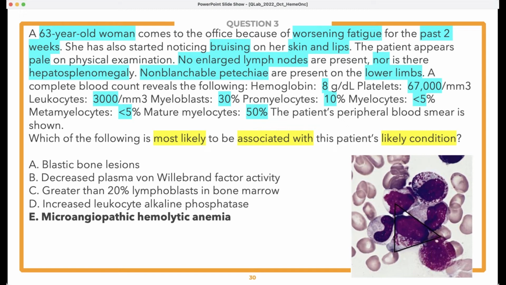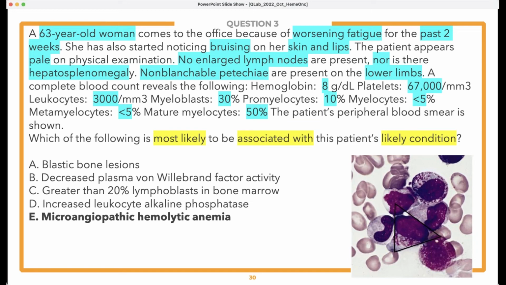So if I had to take a guess, I didn't know anything about this question, just by looking at that slide, and I see a lot of granules, I'm going to think this is more of a myeloid neoplasm than a lymphoid neoplasm. If, on the contrary, I see a lot of cells where there's not a lot of cytoplasm, the nucleus is taking up the majority of the cell, even in leukemias, that is more of a lymphoid neoplasm.